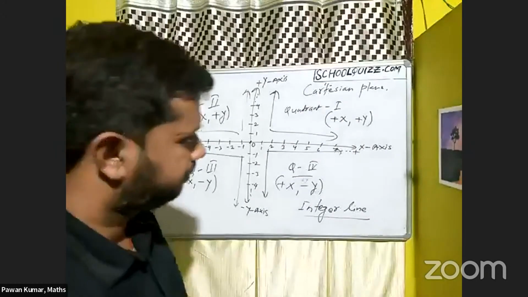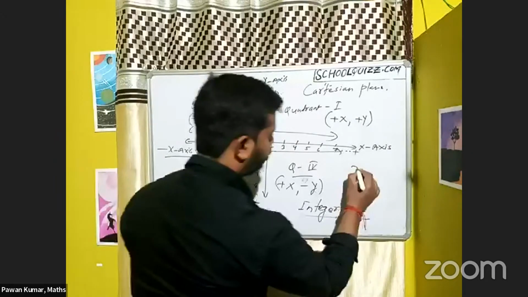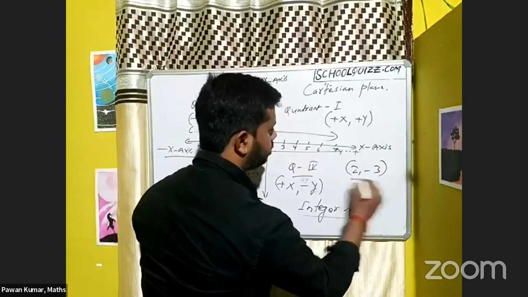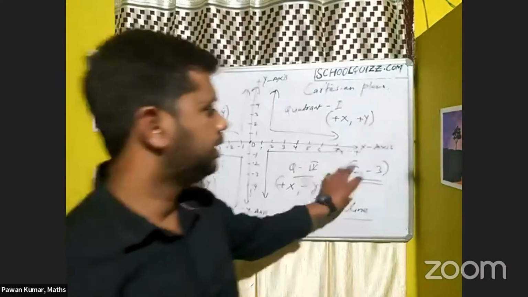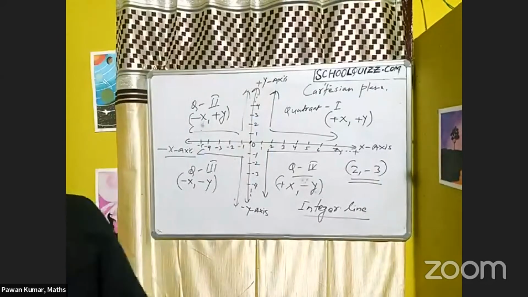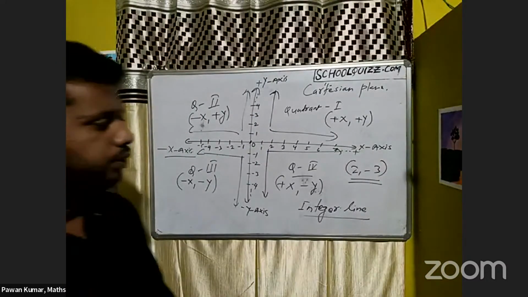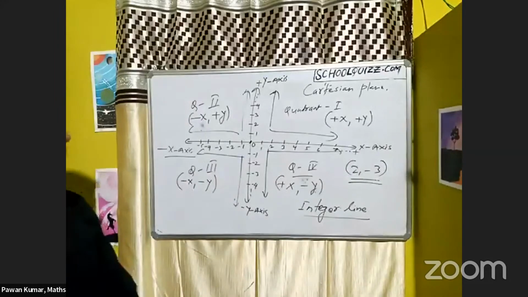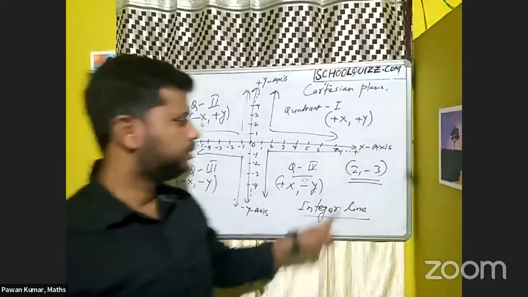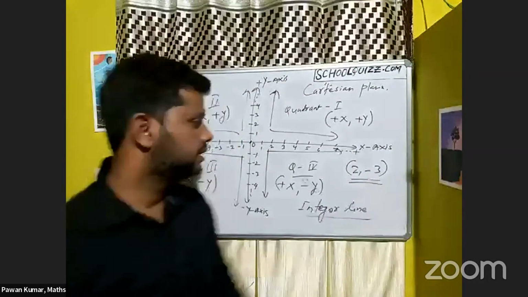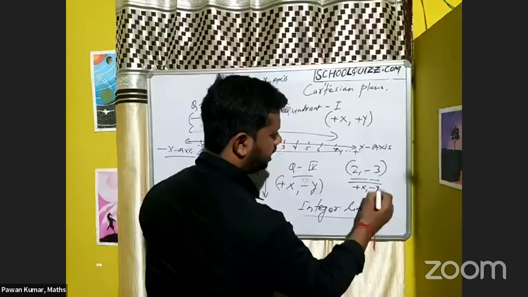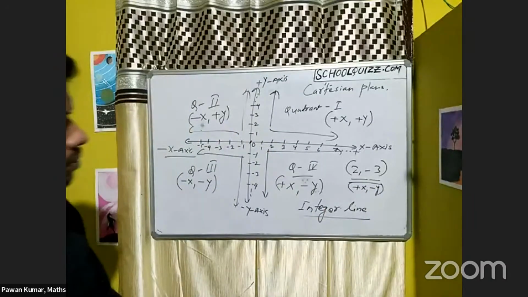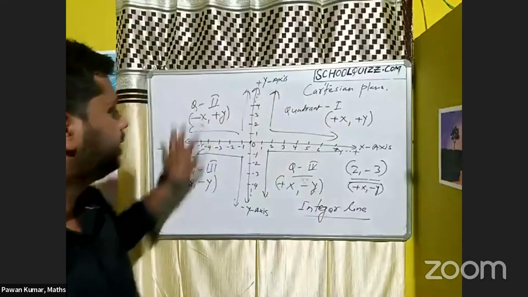Why am I saying this? Suppose I say the point (2, -3). Can you tell me in which quadrant this point will be? In which quadrant is (2, -3)? Simply, we can say that for (2, -3), x is positive and y is negative. So which quadrant? The fourth quadrant. Because of that, they gave the quadrants these names.